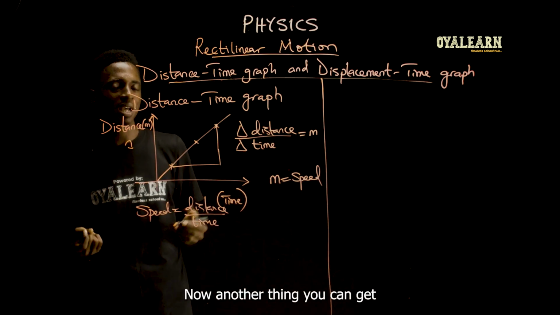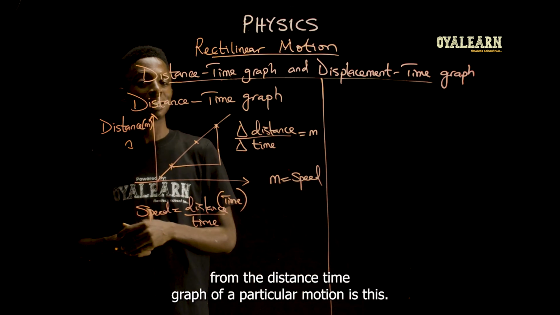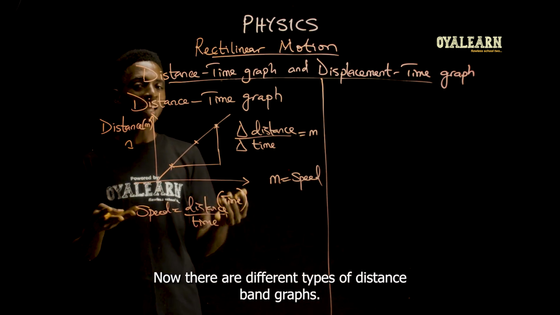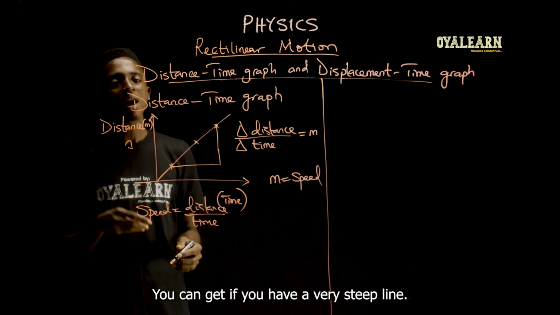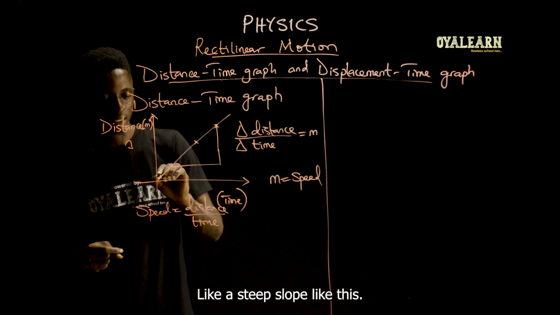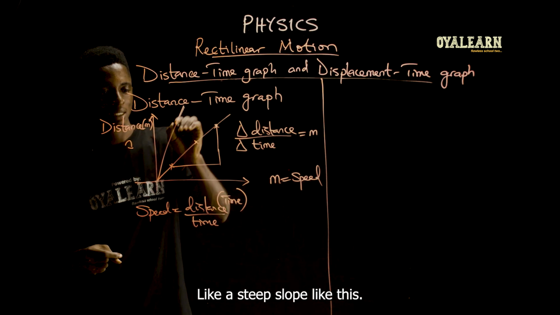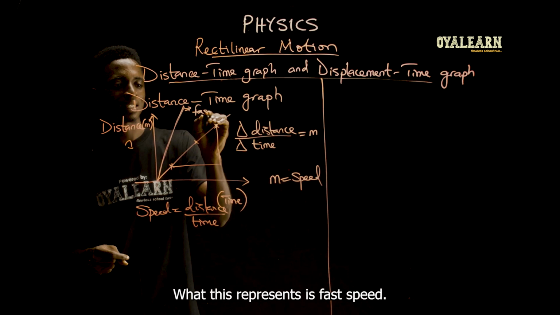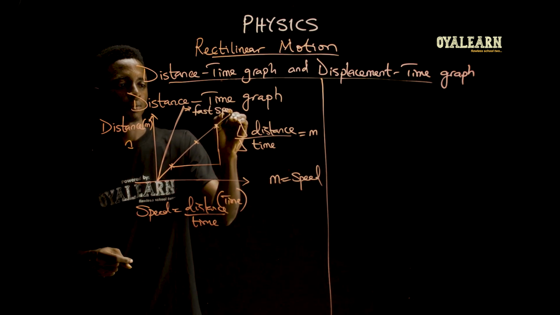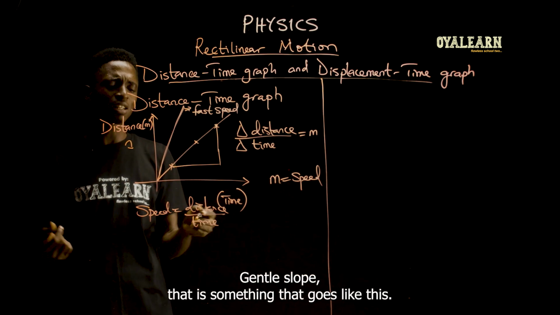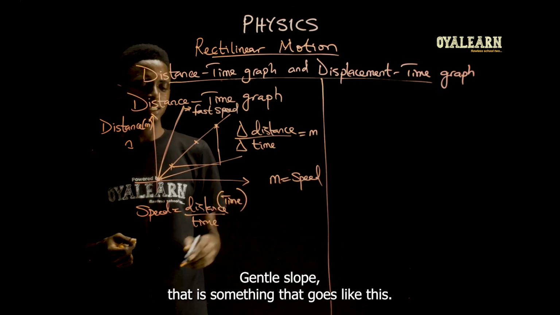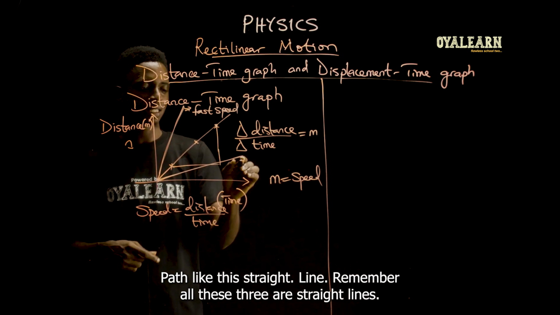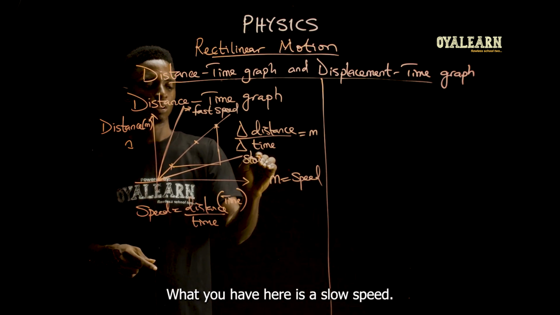Now, another thing you can get from the distance time graph of a particular motion is this. Now, there are different types of distance time graphs you can get. If you have a very steep line, like a steep slope like this, what this represents is fast speed. Okay? Then when you have a gentle slope, that is something that goes like this, it follows a path like this, straight line. Remember, all these three are straight lines. What you have here is a slow speed.